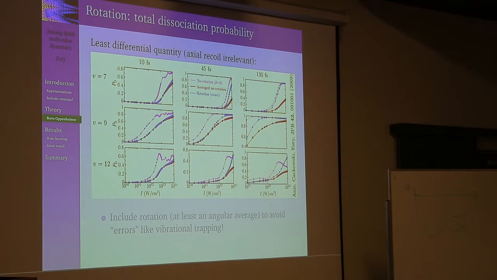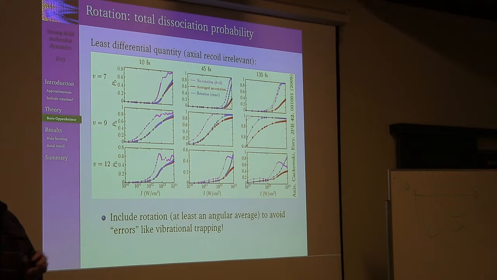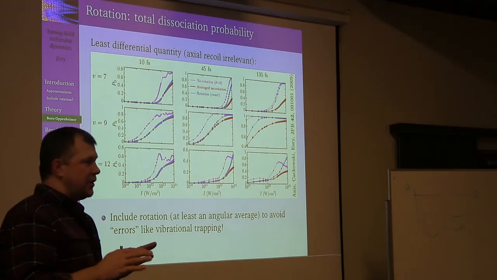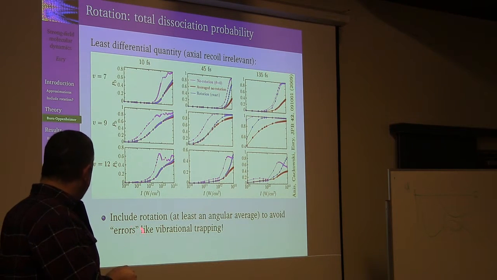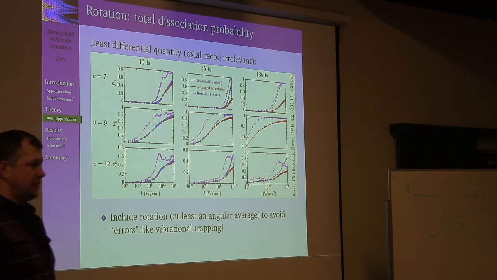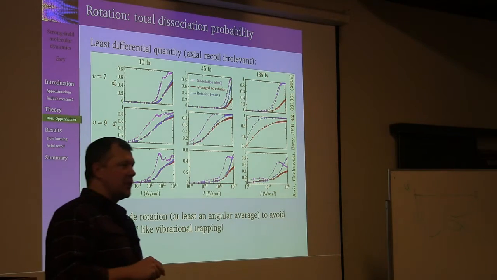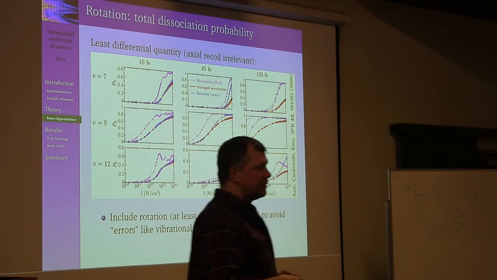So I would say that these plots suggest, even for these short pulses, that you probably ought to include rotation, or at least the rotational average, to avoid errors like vibrational trapping. I put errors in quotes, because it's something that you get misled into believing if you look at these reduced dimension calculations. Okay. Now, vibrational trapping, does anybody know what vibrational trapping is, or why people even expected it?